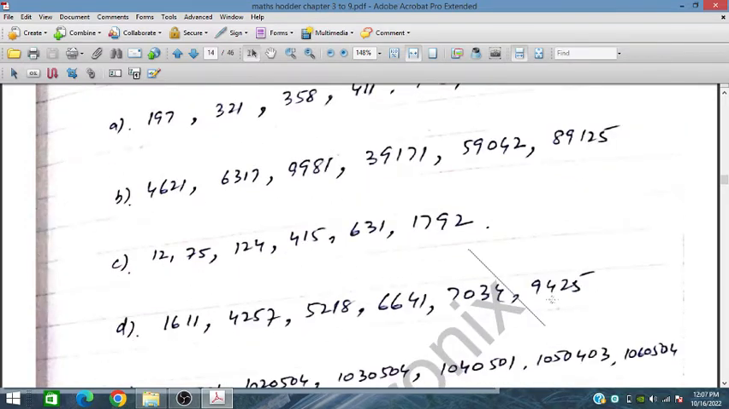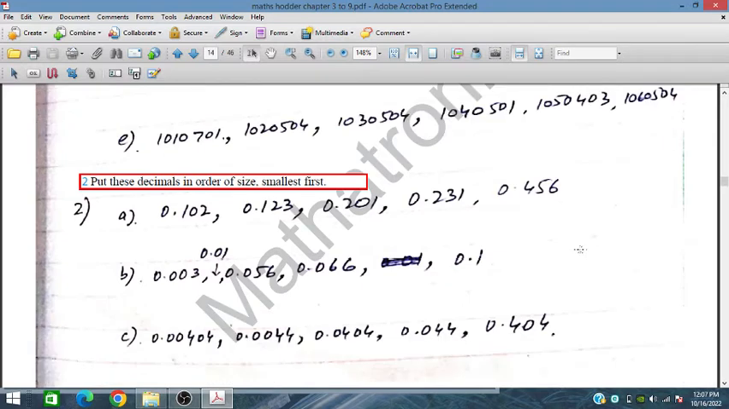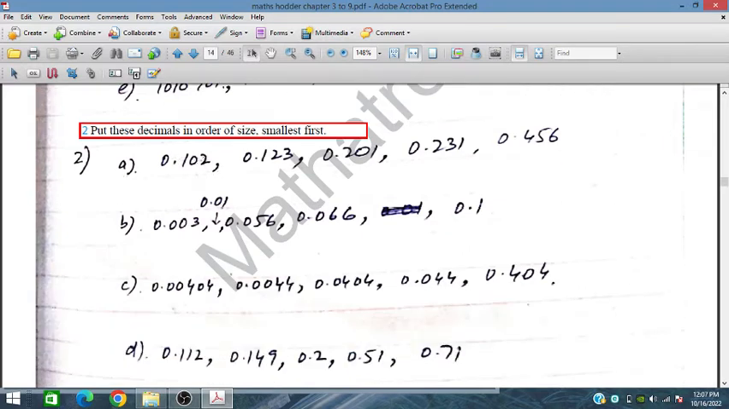So in this way we have placed these numbers. Similarly for the decimal numbers, 0.1 is greater than 0.01. Similarly, we write down these terms. 0.003 is less than 0.01, and then 0.1. Similarly, we can see from 0.05 is greater than 0.01, and then 0.06 is greater than this, and then 0.1000 we can write down here, so 0.1 is greater than this.